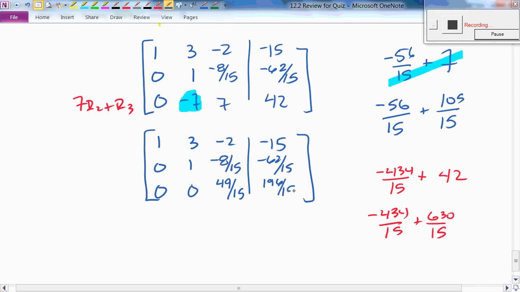196 over 15. Now, if that's the hardest part of this, you guys are good to go because you just showed me how to do that. That's not the hardest part. Okay, good. Now, we're doing really well.